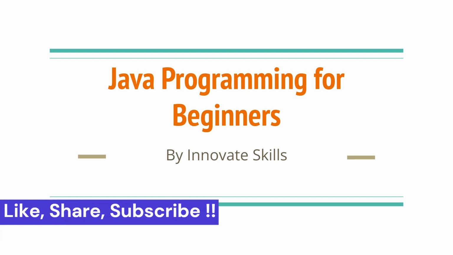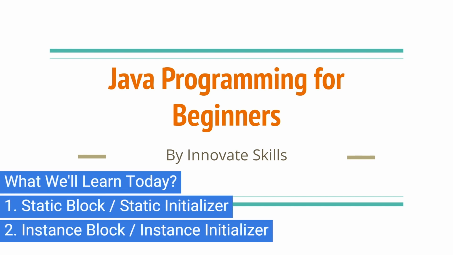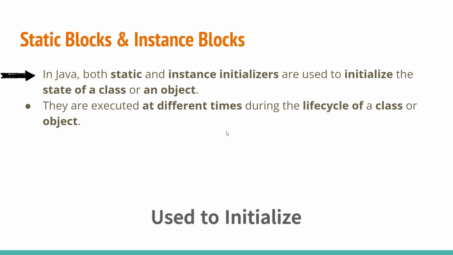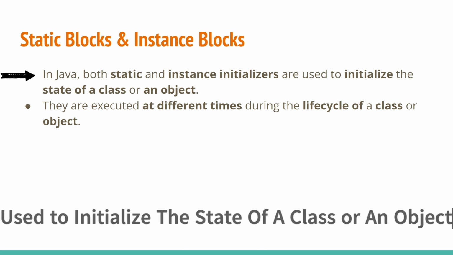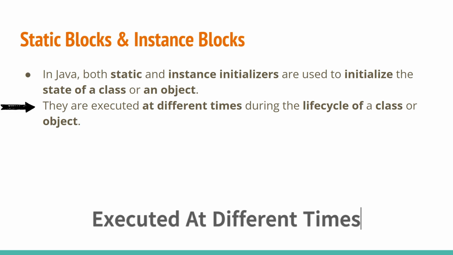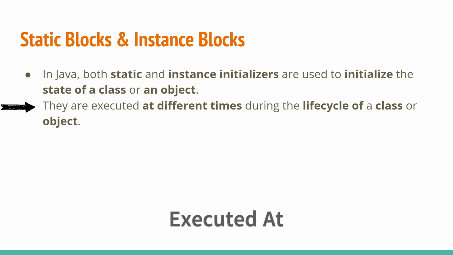My name is Ashish and today we will learn the concept of static block and instance initializer block. We will also check the differences and the execution order of the class constructors and initializer blocks. In Java, both static and instance initializers are used to initialize the state of a class or an object. They are executed at different times during the life cycle of a class or object.